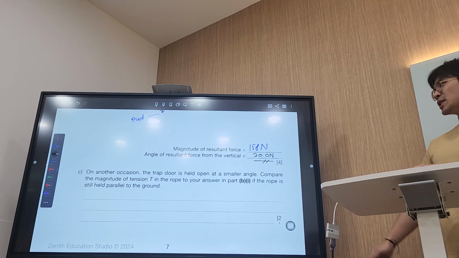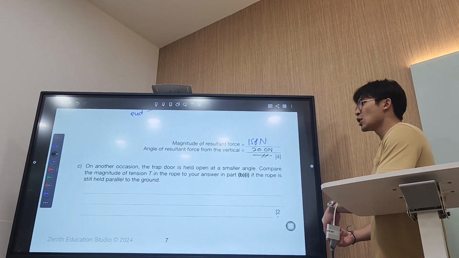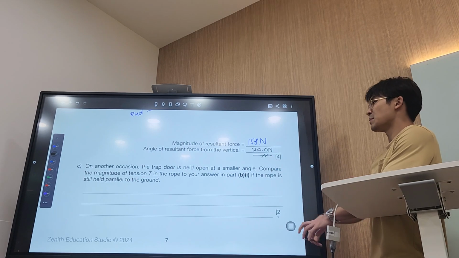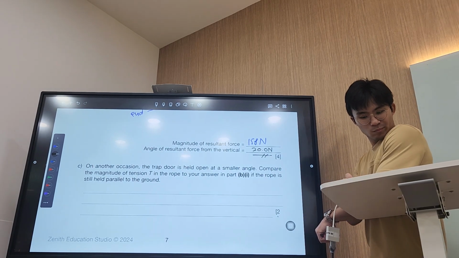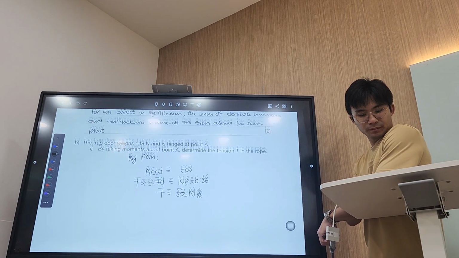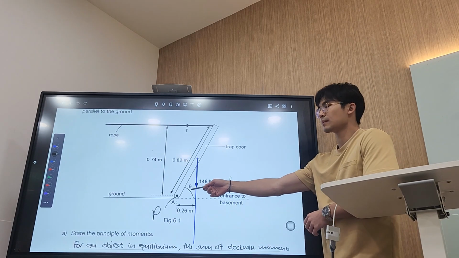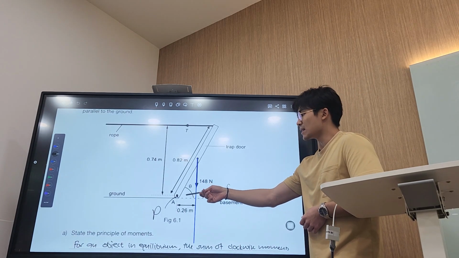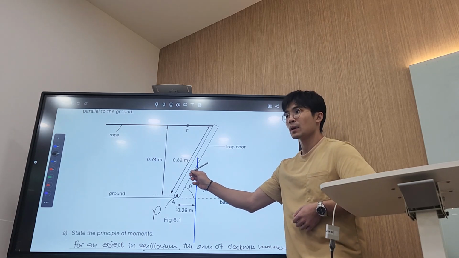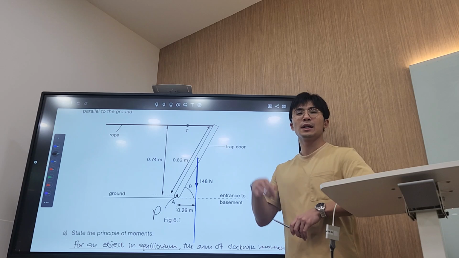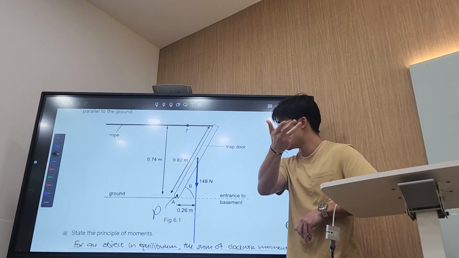Next, on another occasion, the trapdoor is held open at a smaller angle. Compare the magnitude of tension T in the rope to your answer in part B, part 1. Now, this one is a smaller angle. What do you think happens to tension? Think of it as a sequence. Okay, bigger. Why bigger?